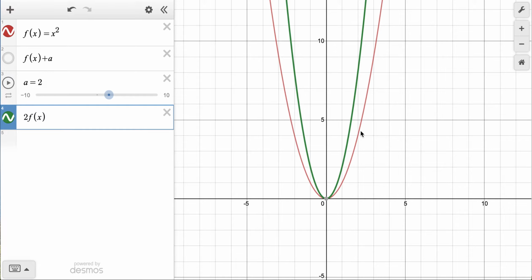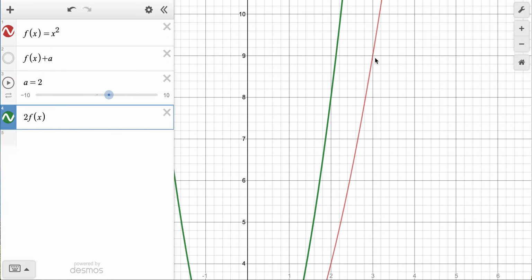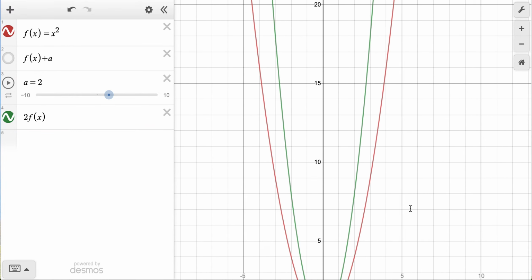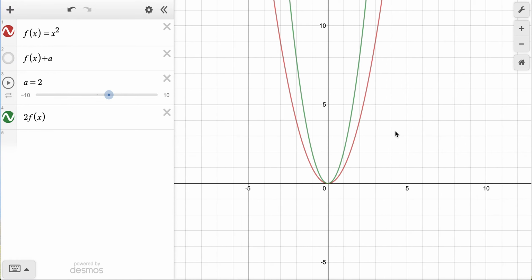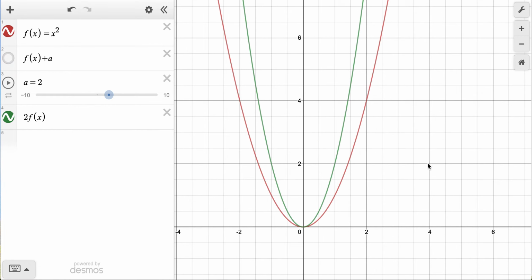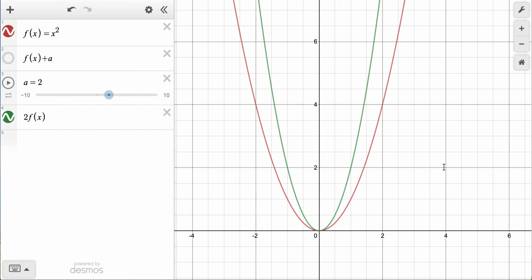So for example, this point here, which was 2, 4, has now become 2, 8 here. And this point here, which is 3, 9, has become 3, 18 up here. So what's happened is the graph has been stretched in the y direction. Okay, and that's what's happened by putting the 2 there.